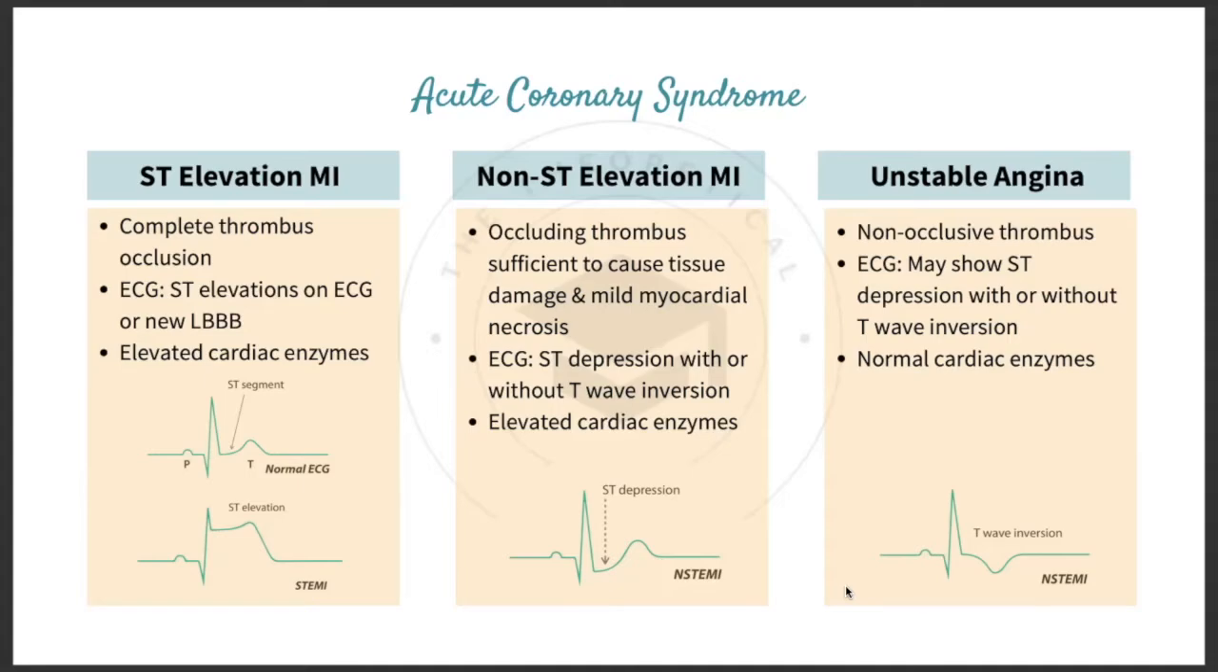So a little bit about each of these three. For ST elevation myocardial infarction, the thrombus completely occludes the vessel. So basically, there's a complete blockage over there. And if you do an ECG, of course, as the name says, STEMI, there are ST elevations on the ECG, or sometimes you will find that there's a new left bundle branch block. So new left bundle branch block is usually indicative of a new myocardial infarction, typically inferior myocardial infarction. And of course, if you check the cardiac enzymes, they are elevated.